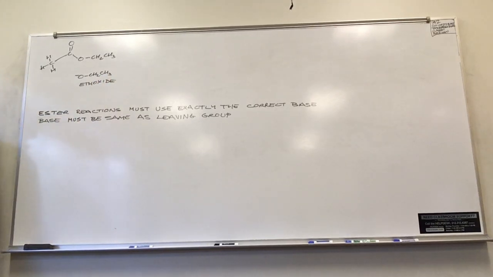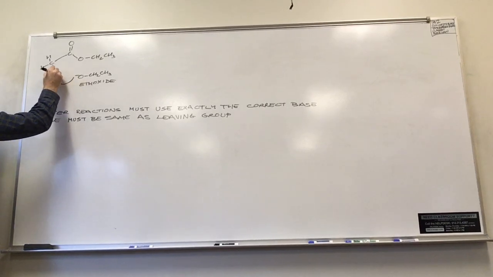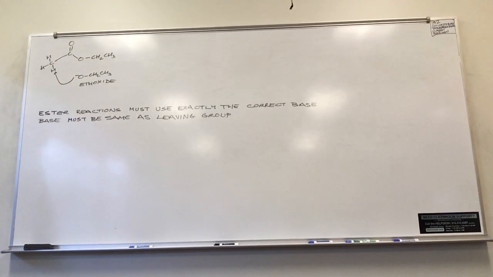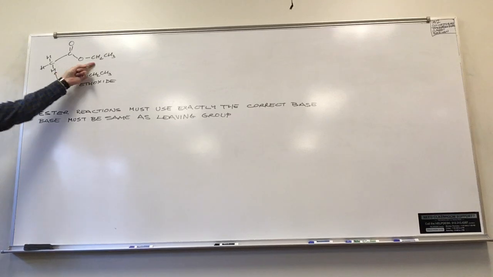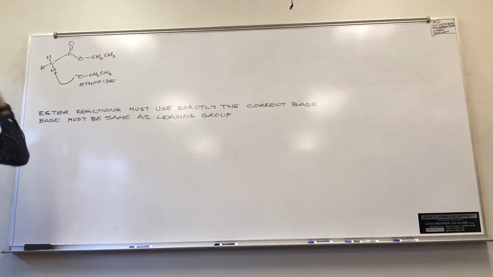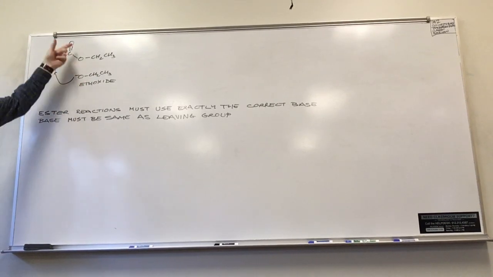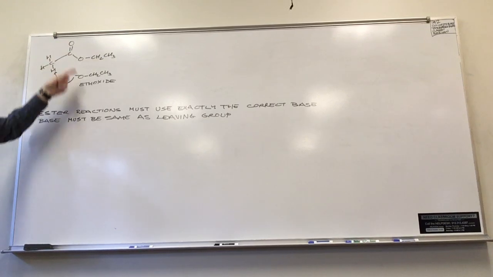That's ethoxide. 2 carbons, negative charge on an oxygen. All right, let's go take it. That's the most acidic position in the molecule. This is a base. It's the same as the leaving group. So it can do the nucleophilic acyl substitution to its heart's content.